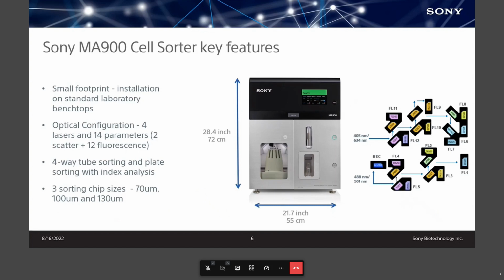Again, ease of use is always at the forefront of everyone's minds in these types of environments. So, these optical configurations are user configurable. It's easy to switch between tubes and plates, and it's easy to switch chip sizes. So we'll talk about all of this.